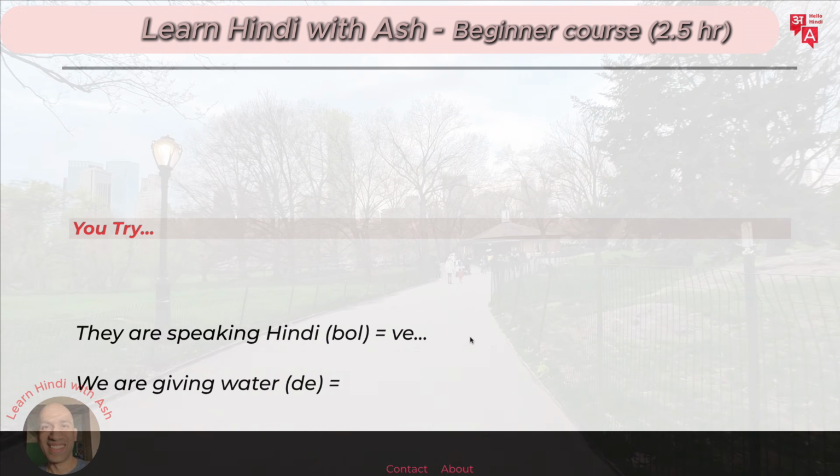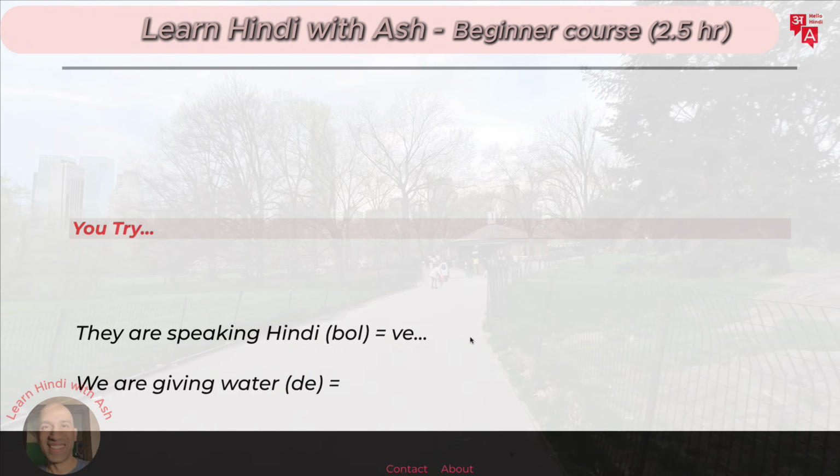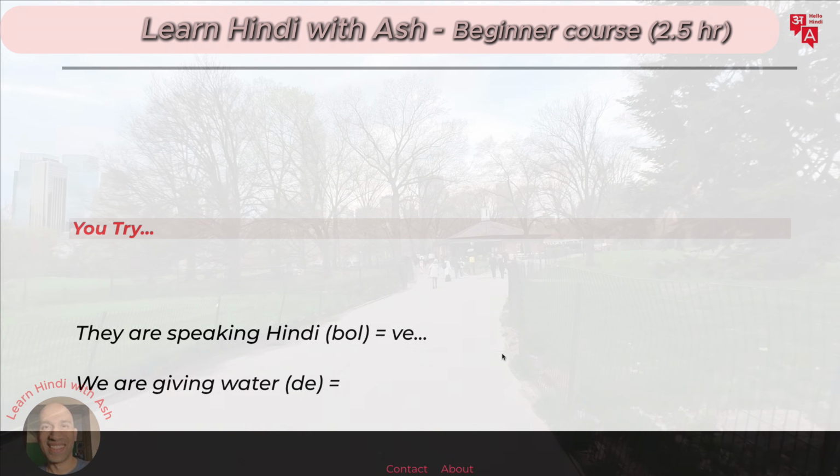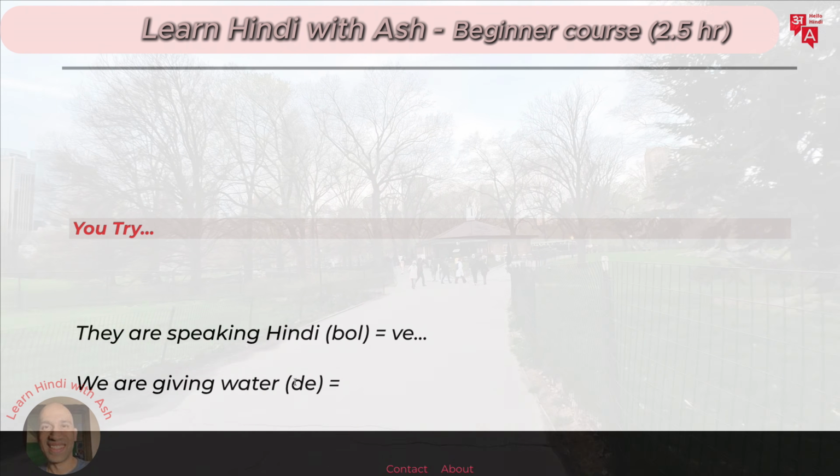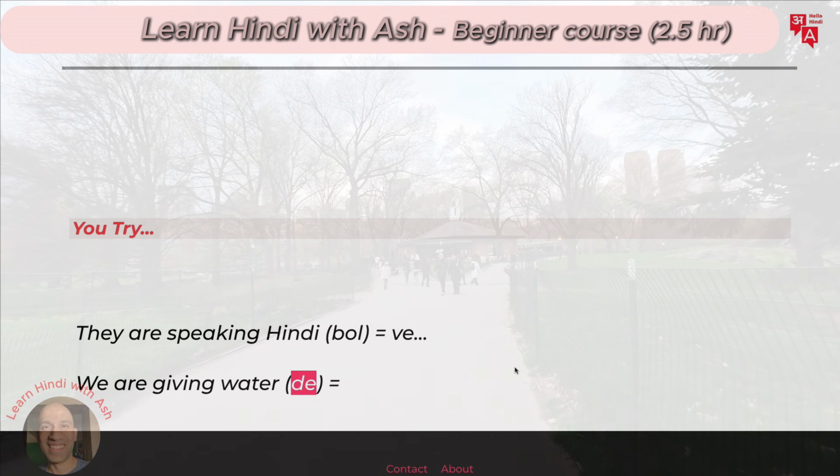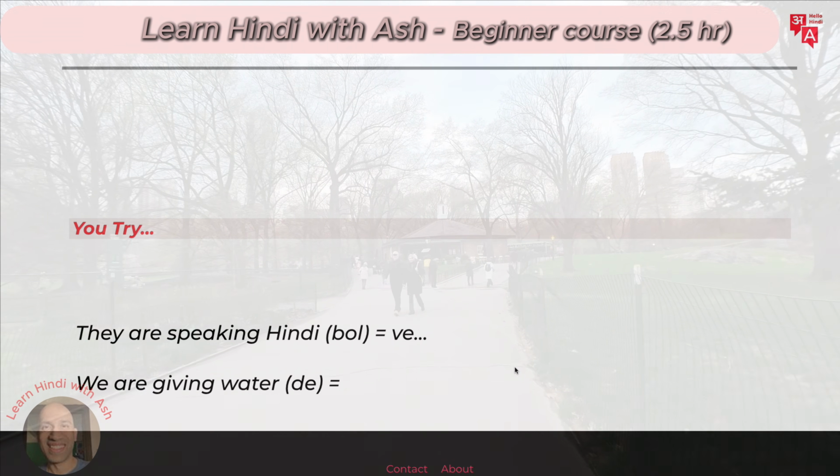Ve Hindi bolte hai means they speak, but what you're trying to do is speaking. So put the rahe there. We are giving water, and give is de. Easy. I think you got a good hang of this.